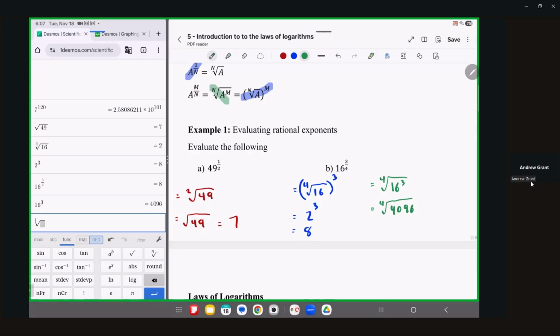But using the power of the Desmos calculator, we can see we get the same answer of 8. It's just that it requires much more brain power in order to solve this. So we do prefer using the blue method, namely evaluating the index or the nth root first, and then taking the power afterwards.